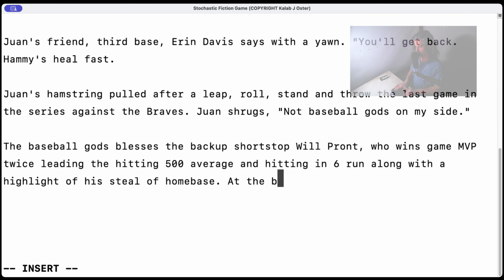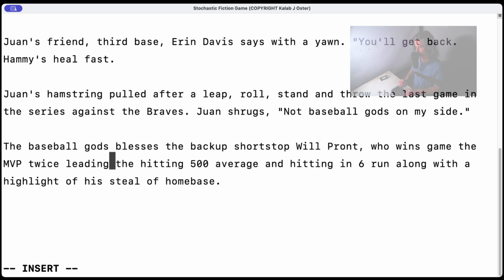At the beginning, the baseball gods bless the backup shortstop Will Prompt, who wins game MVP twice, leading the hitting .500. I don't know if it's game MVP. I'm just going to say this team is doing a game MVP to make people feel special. Who wins game MVP? Six runs along with a highlight of him stealing home base.